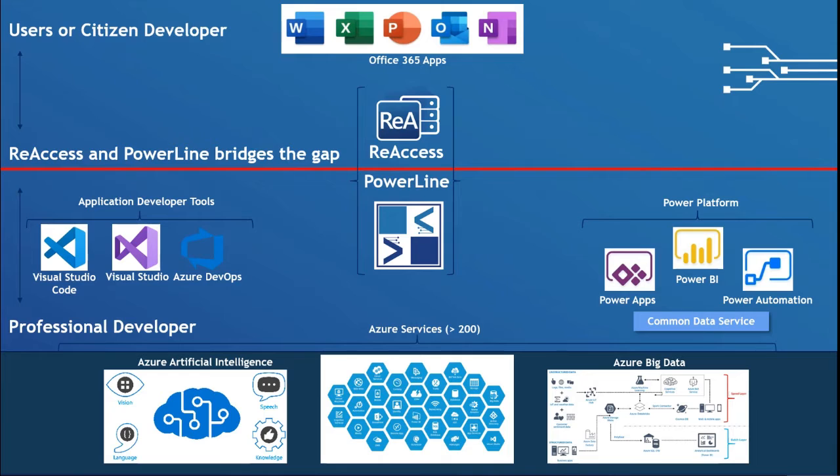ReAccess looks like an Office 365 app, feels like an Office 365 app, and requires no coding experience to build a fully fledged application. But it's underpinned by Powerline, which automates all of the Azure cloud services and the security service using Azure Active Directory for each and every single application. Powerline utilizes Azure as platform as a service, supplying whichever app service the application requires as and when it needs it.